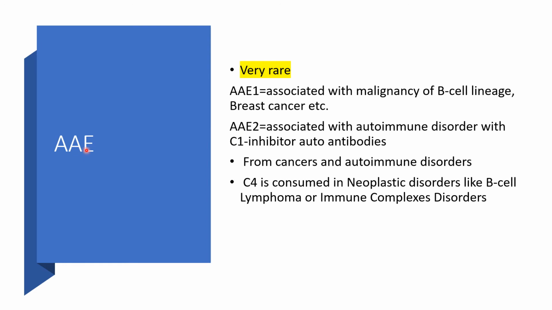Acquired angioedema. Very rare. Associated with malignancy of B-cell lineage, breast cancer, autoimmune disorder. C1 inhibitor autoantibodies will be present because we're dealing with autoimmunity from cancer or autoimmune diseases. So someone is having systemic lupus erythematosus, rheumatoid arthritis, type 1 diabetes mellitus, and hypothyroidism due to Hashimoto thyroiditis and so on. And now having edema without taking ACE inhibitors, without taking NSAIDs, without taking DPP4 inhibitors, then be thinking acquired angioedema.